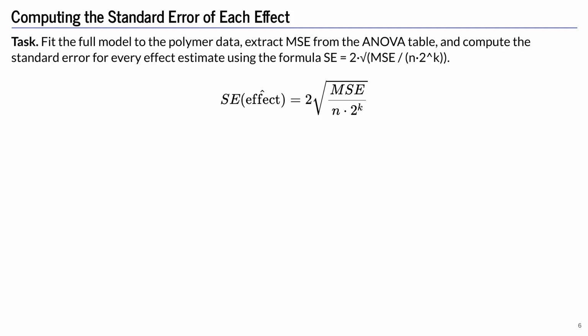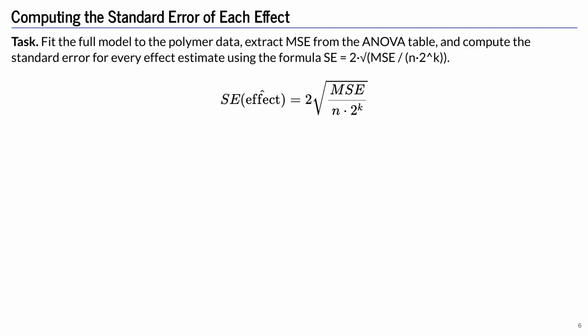Let us apply this to the polymer data. We fit the full model, all 7 effects, 3 main effects, 3 two-factor interactions, and a 3-factor interaction to all 16 observations. The ANOVA table from that fit gives us a mean squared error, which is our estimate of sigma squared. We then plug that MSE into the standard error formula, SE equals 2 times the square root of MSE divided by n times 2 to the k.